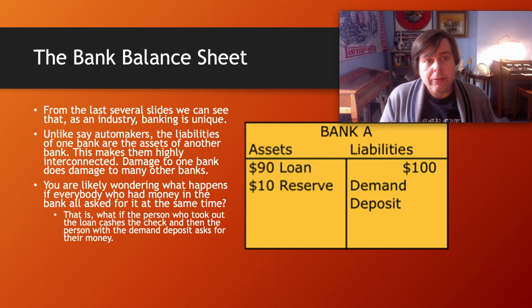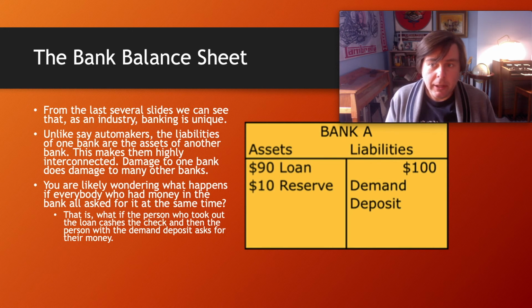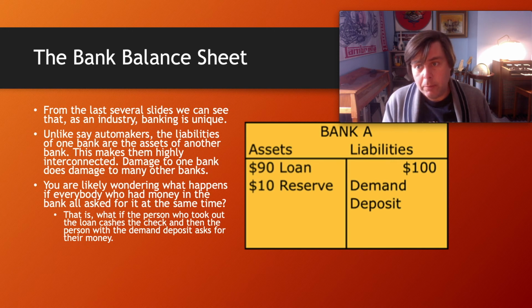Okay, so now one last thing to note about this that is significant and interesting is that, unlike any other industry, the financial system or financial industry is uniquely interconnected. Looking at this balance sheet or any of the other balance sheets, we can see that the assets of one bank are the liabilities of other banks, and the liabilities of some banks are the assets of other banks, which means that damage to one bank's balance sheet is going to impact other banks' balance sheets. Okay, this idea is known as contagion, right?